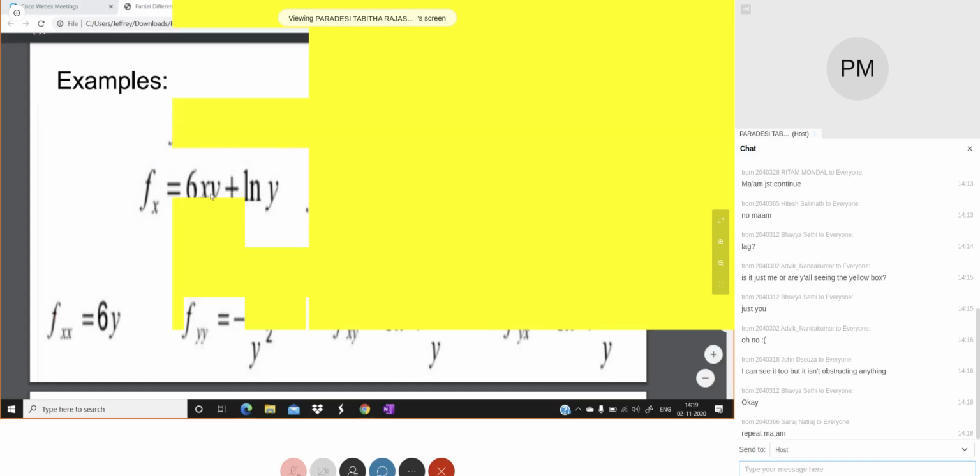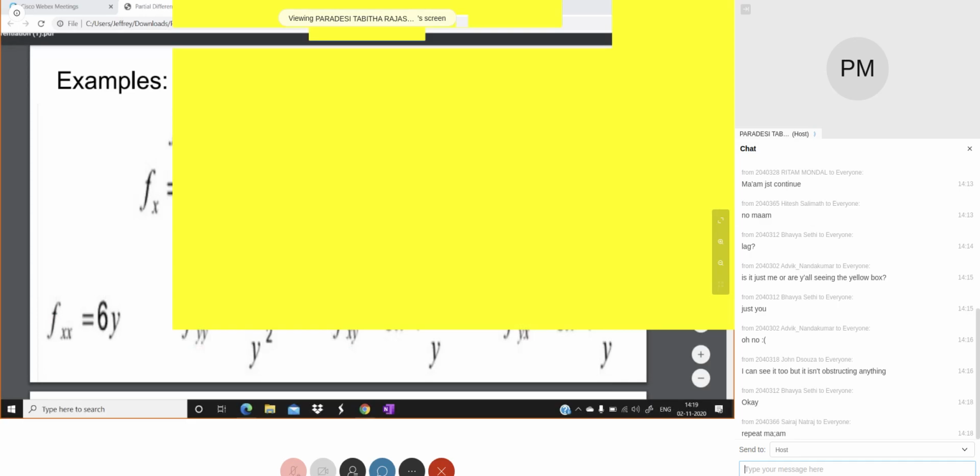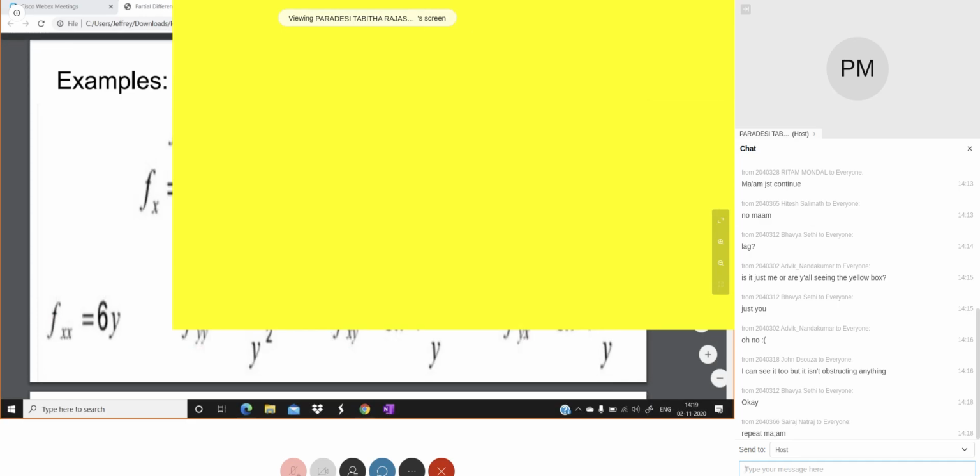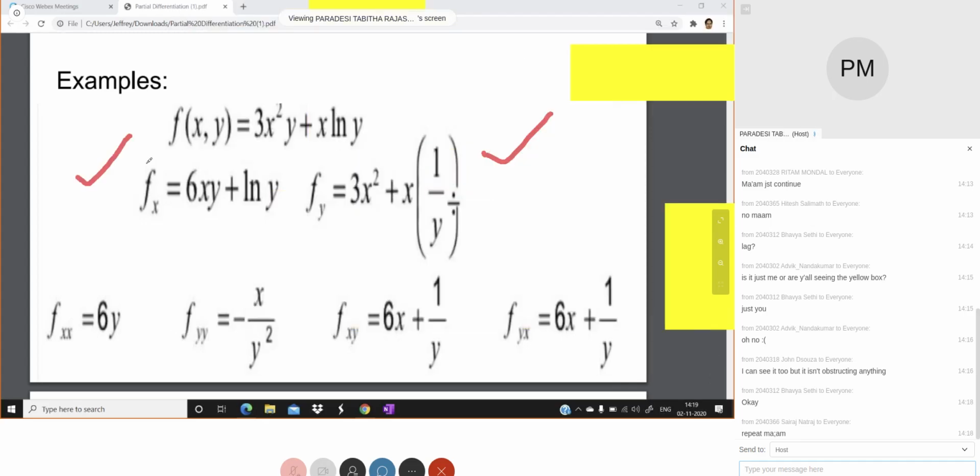All of us know how to get the partial derivatives fx and fy. So this we have already done. Now we want to find fxx. So go to fx and differentiate it one more time because we want the second order partial derivative. So differentiate it one more time with respect to x. Derivative of 6xy with respect to x is 6y. Derivative of log y with respect to x is 0. So that is why we got only 6y.